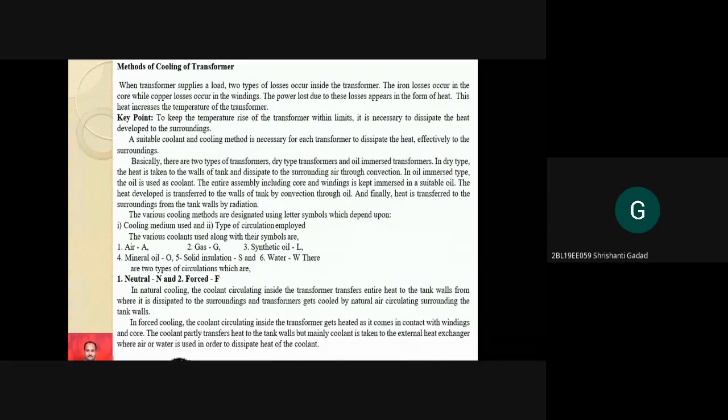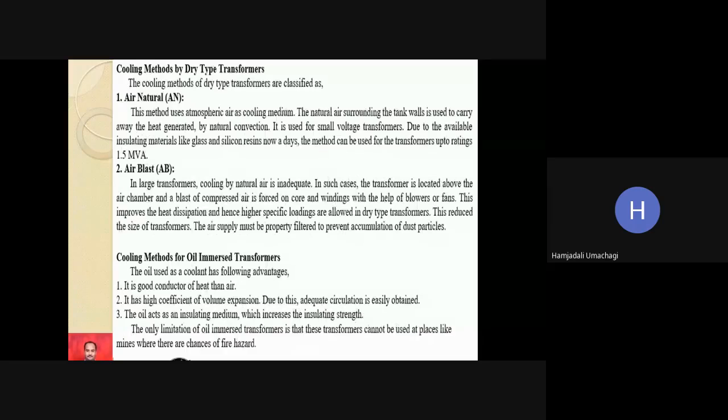Okay. Now let us see the cooling methods of dry type transformers. As I told you, there will be two types: one is oil immersed and another is dry type. If the transformer is dry type, then what type of cooling methods are we going to use? The cooling methods of dry type transformers are classified as air natural, and then another is air blast. Here, what is the coolant we are using?